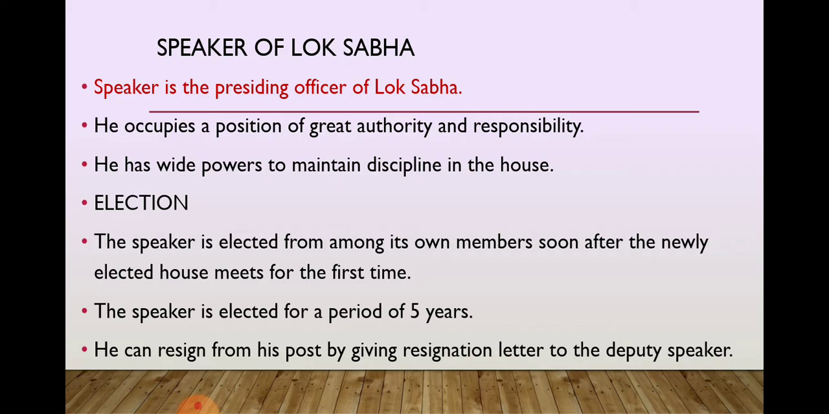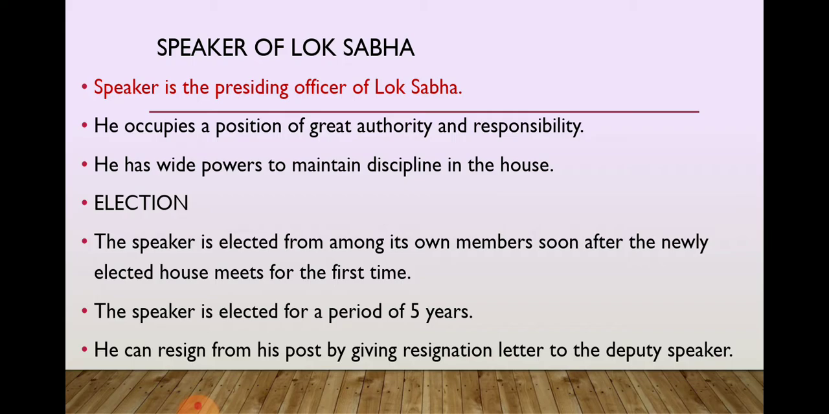The election of the Speaker. The Speaker is elected from among its own members soon after the newly elected House meets for the first time. The Speaker should be a member of Lok Sabha. A non-member of Lok Sabha cannot become the Speaker of Lok Sabha.